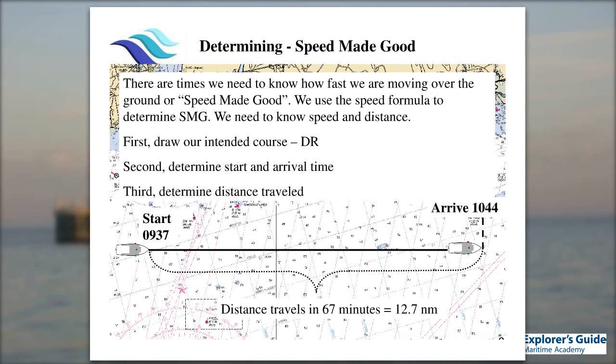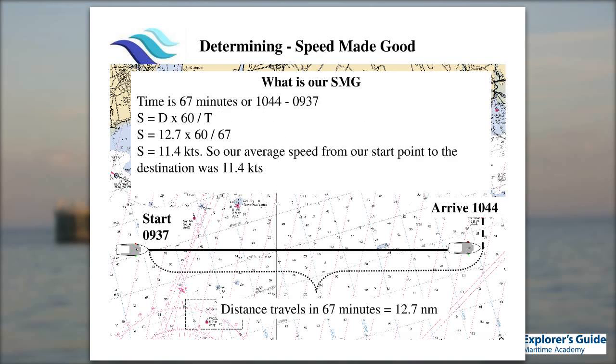Let's do a speed made good. Speed made good is our average speed over the ground. Again, we have a start point, we have an end point, and we have a distance we can measure. And we travel that in 67 minutes. How do we know that? Well, we timed it. We have a start point and end point. The difference between them was 67 minutes, and we knew how far we traveled. So when we again work through our formula, it comes out at 11.4 knots. So we did our speed made good by measuring that distance, and we knew how long it took us. We plugged those 2 variables in the formula, and it gave us our speed.